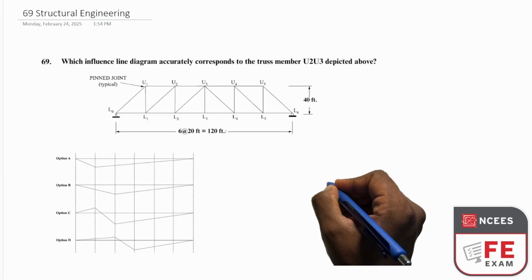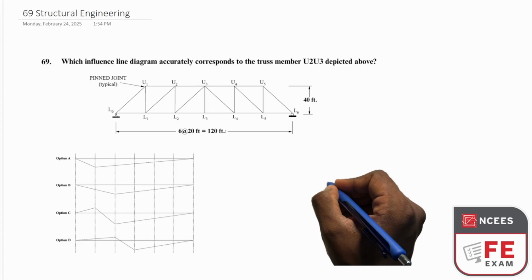For example, assume the point load at L0. That's exactly where the pin support is located. All the force that is being directed at this point will be directly transferring into the support and the reaction will be exactly below the support. That means there will be no influence on U2 and U3. So that's the reason if you see all the options on both the sides, they're all 0.